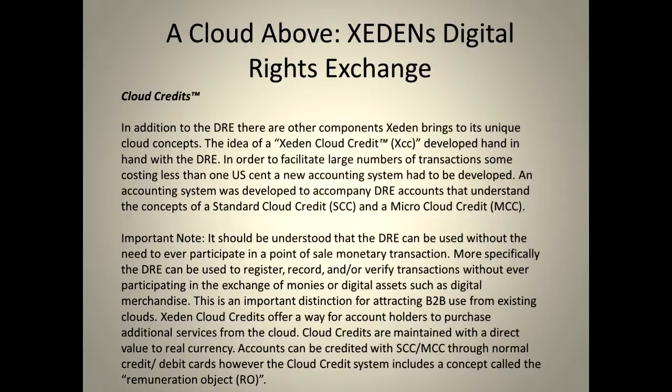Important note: it should be understood that the DRE can be used without the need to ever participate in a point-of-sale monetary transaction. More specifically, the DRE can be used to register, record, and/or verify transactions without ever participating in the exchange of monies or digital assets, such as digital merchandise. This is an important distinction for attracting B2B use from existing clouds.